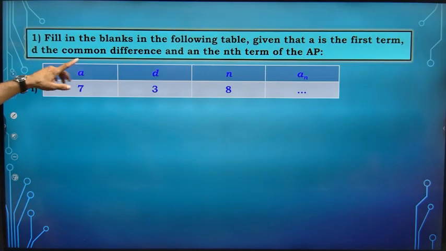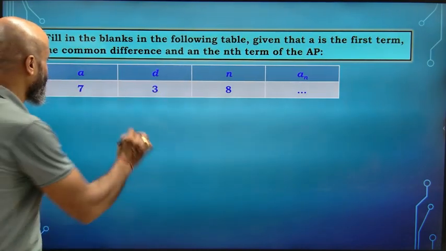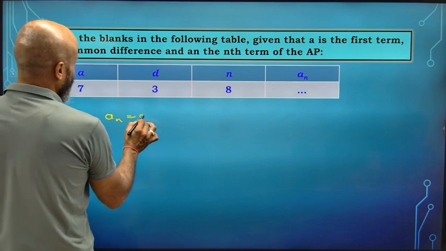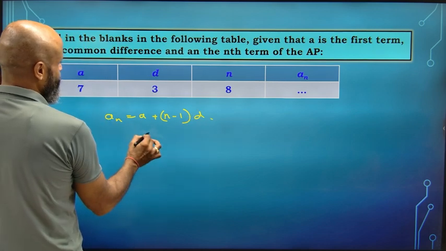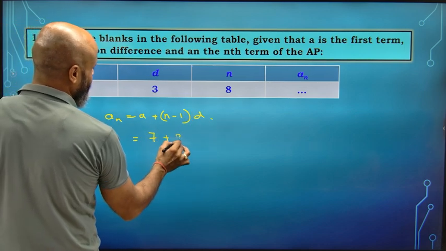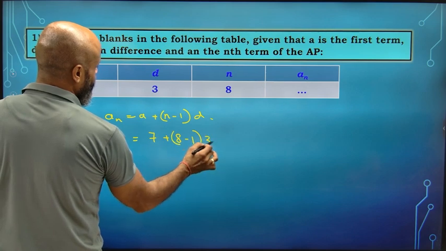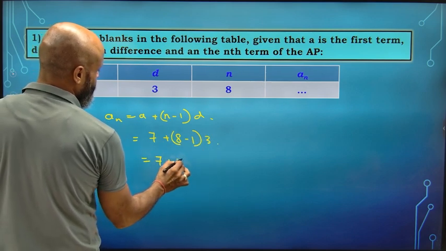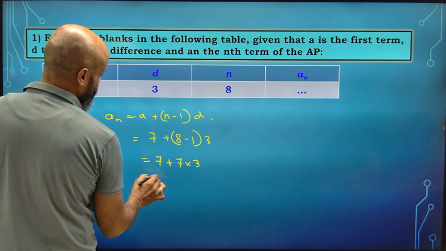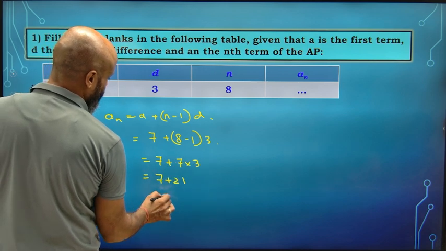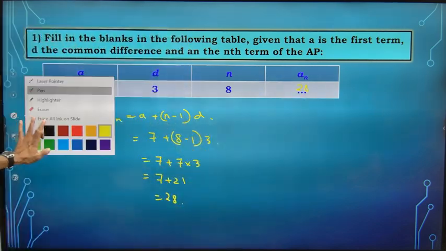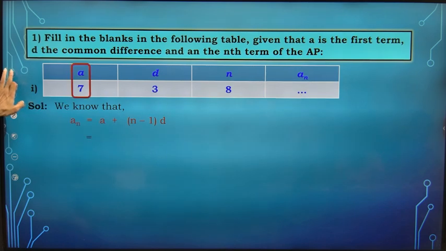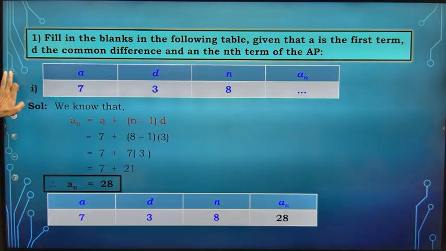Okay, fill in the blanks. So we have an here. An will be how much? A plus n minus 1 into d. That is 7 plus, n is 8, minus 1 into d. So that will be 7 plus 7 into 3. That is 7 plus 21, that is 28. Okay? So this will be 28.